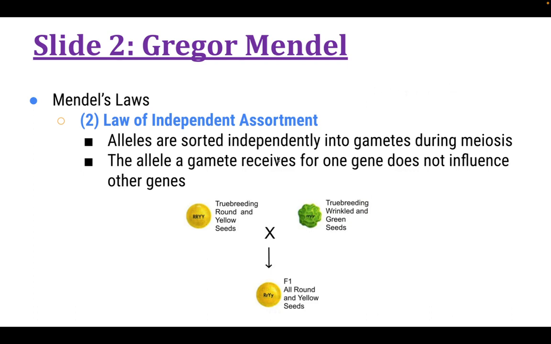You can see here, in this case, I've got true breeding round and yellow seeds, and then true breeding wrinkled and green seeds. The seeds on the left will always contribute these alleles, either a big R or a big Y. The seeds on the right will always contribute the little r and the little y. But the individual under the gametes will either contribute a big R or a little r, and then either a big Y or a little y. And how the R's get shuffled around will not affect how the Y's are shuffled.